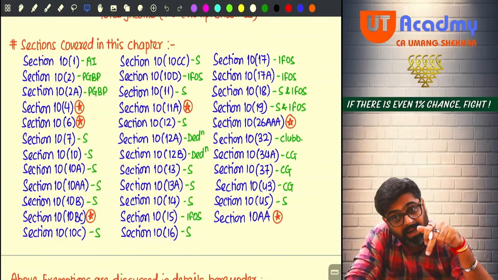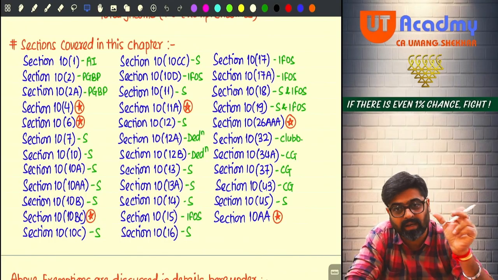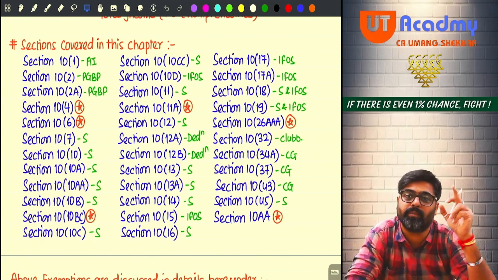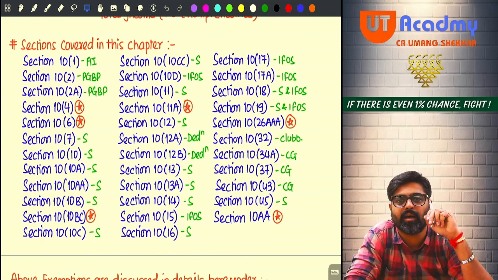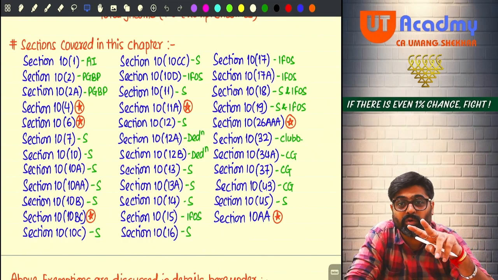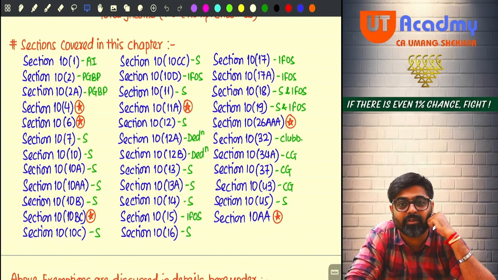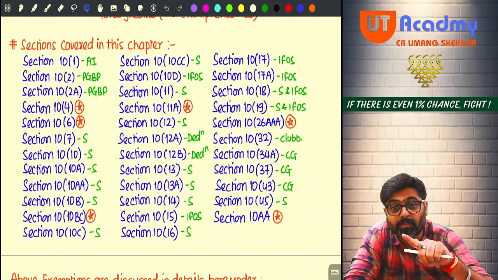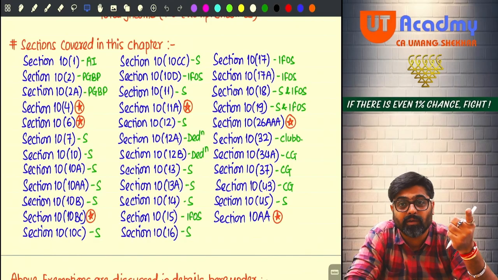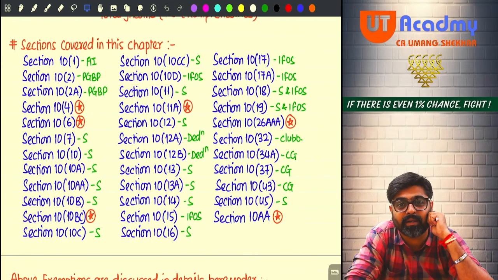That 2.1a income, which is given in section 2.1a, is agriculture income, and that income will be exempt under 10.1. Then 10.2: share of profit received by the member from HUF is fully exempt in the hands of the member. Share of profit received by a partner from the partnership firm will be fully exempt in the hands of the partner.